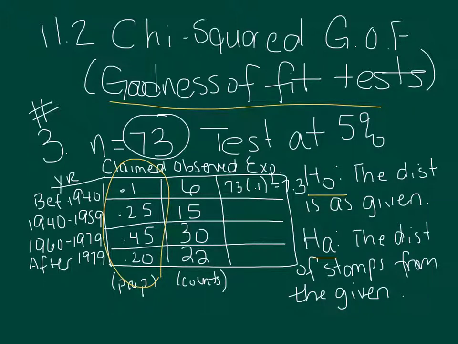And if you do that all the way down, you're just taking 73 times each of these things. So 73 times 0.25 would give you 18.25, 73 times 0.45 is 32.85, and 73 times 0.2 is 14.6. So just as a reminder, your expecteds are just n times your proportion for that particular row and column.